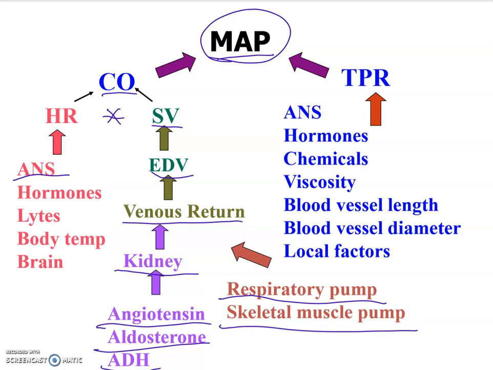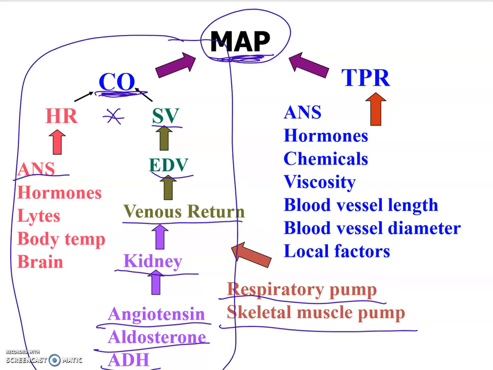Also, the total peripheral resistance, that is determined by the blood vessel diameter basically, and the factors that are listed right here. But I really want you to focus on the mean arterial pressure being determined by the cardiac output, which is the product of heart rate and stroke volume, which is determined by these factors over here. All of this here on the left side of this diagram.